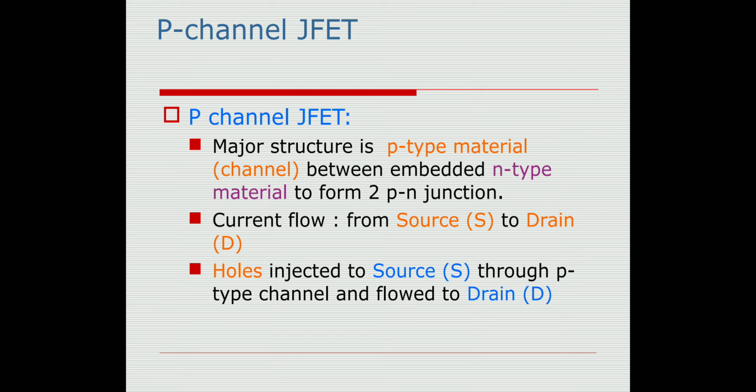Now the P channel JFET. The major structure is P-type material between embedded N-type material to form two PN junctions. Current flows from source to drain. Holes are injected at the source through the P-type channel and flow to drain.